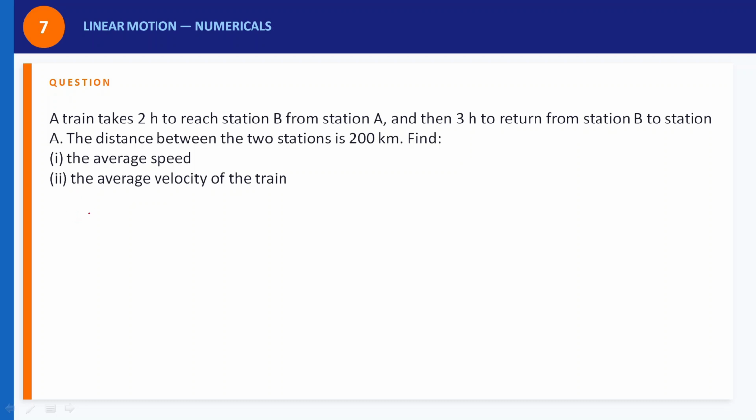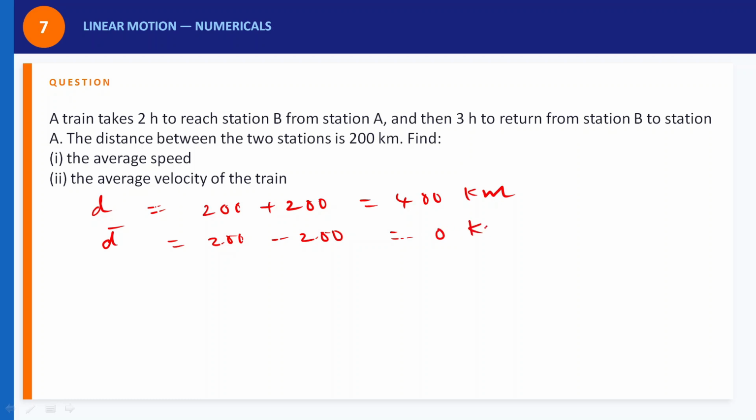Total distance d equal to 200 plus 200 equal to 400 kilometers. Net displacement d bar equal to 200 minus 200 equal to 0 kilometer.